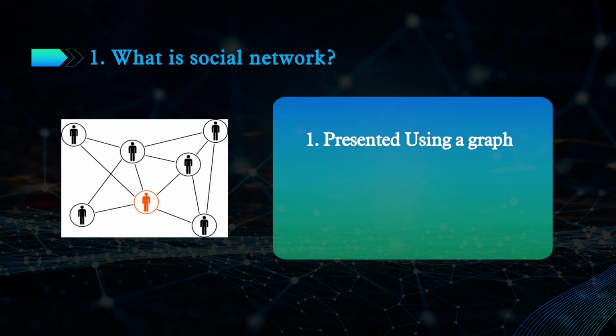A social network can be presented using a graph. A node refers to a social actor, and an edge refers to a relationship. The weight of an edge measures how close the relationship is. Social networks have low average distance.